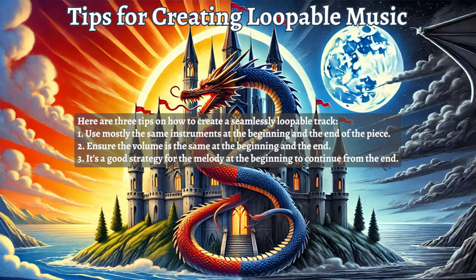Here are 3 tips on how to create a seamlessly loopable track. Use mostly the same instruments at the beginning and the end of the piece. Ensure the volume is the same at the beginning and the end. It's a good strategy for the melody at the beginning to continue from the end. My track is loopable, but I also created a version with an ending in case the buyer wants to play the entire piece without looping.